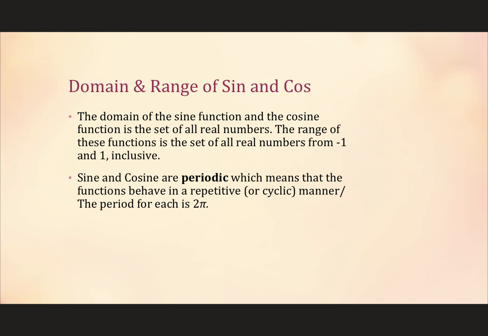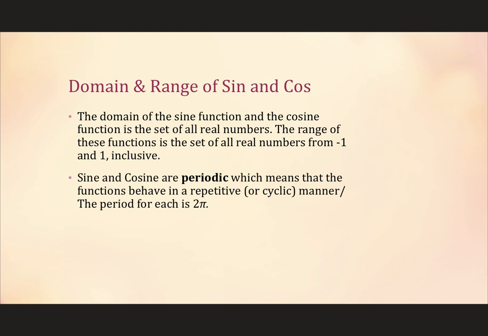All right, domain and range of sine and cosine. This says the domain of the sine function and the cosine function is the set of all real numbers. My x values, which end up being the angles here, have no restriction. I could ask you to find the sine or the cosine of negative 472 pi or positive 472 pi. There is no restriction to the angle you can try to find.